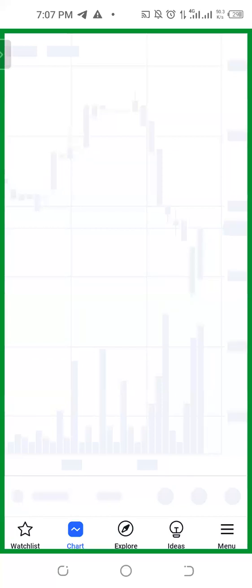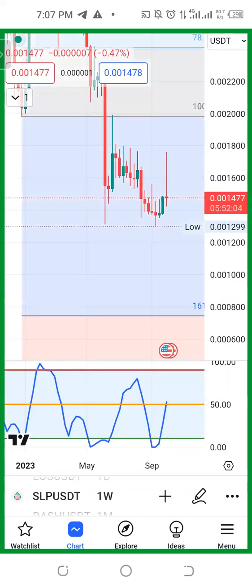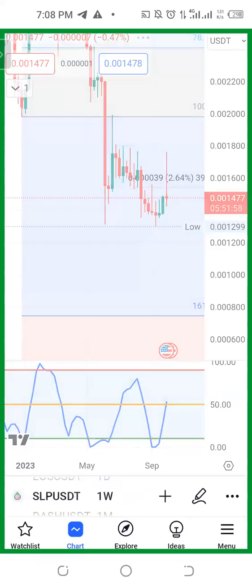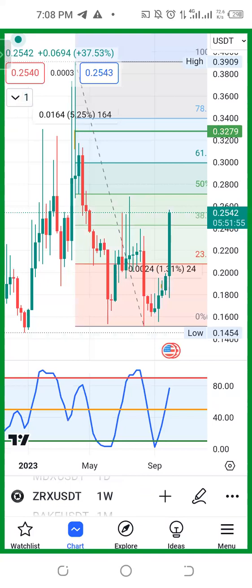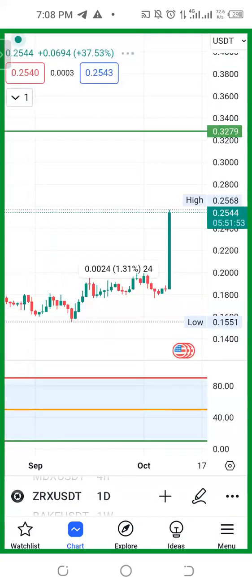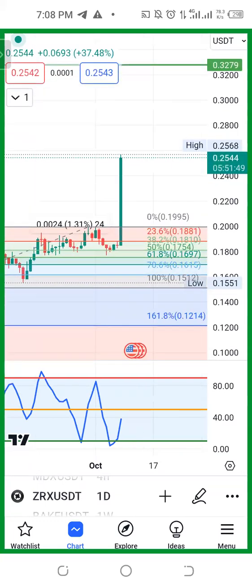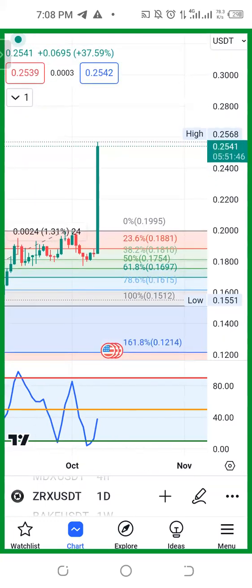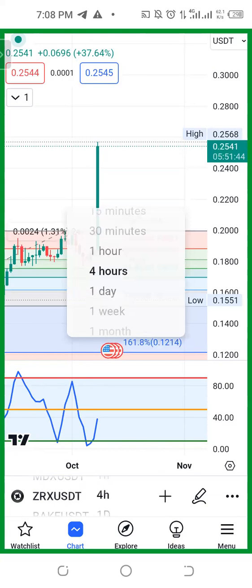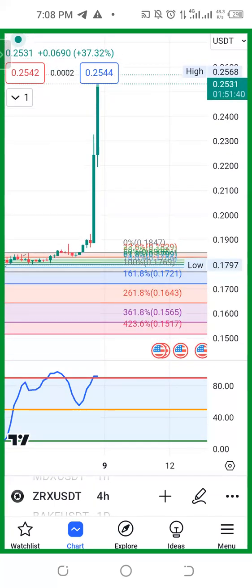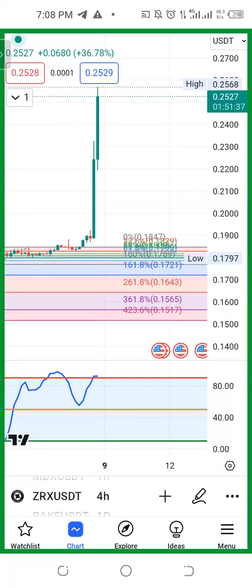ACRO has really gone down. It has really undergone a lot of correction. Yeah, see this coin. Oh, wow, this coin is already doing 37%. See now, this kind of coin, don't ever enter it. This kind of coin, let me go to 4 hours. Are you seeing what this coin is doing? I will beg you, don't ever enter this coin.